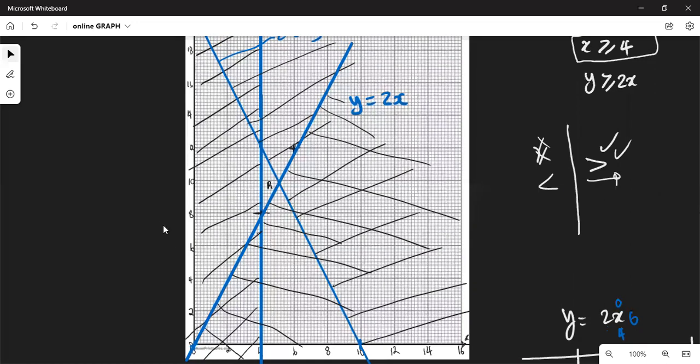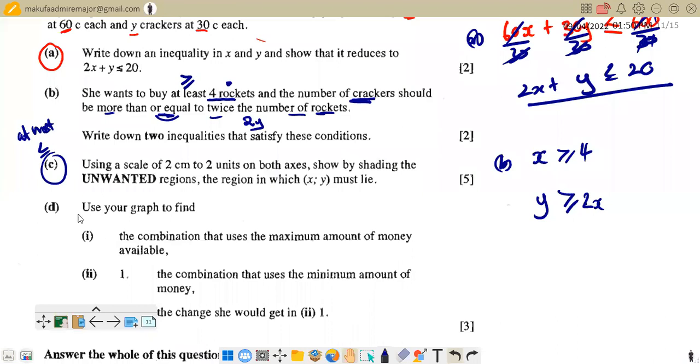We are being asked now to use the graph that you're given to find the combination that uses the maximum amount of money available. So we need a combination that is going to use the maximum amount. Then item 1, the combination that uses the minimum amount of money. We are starting with this item 1, the one that uses the maximum amount of money. Okay.